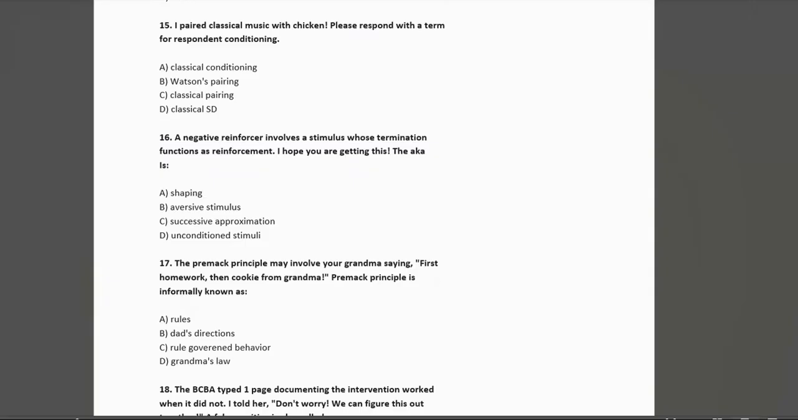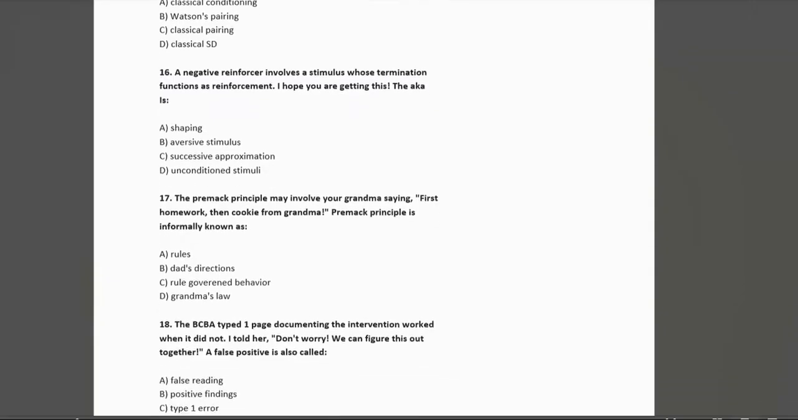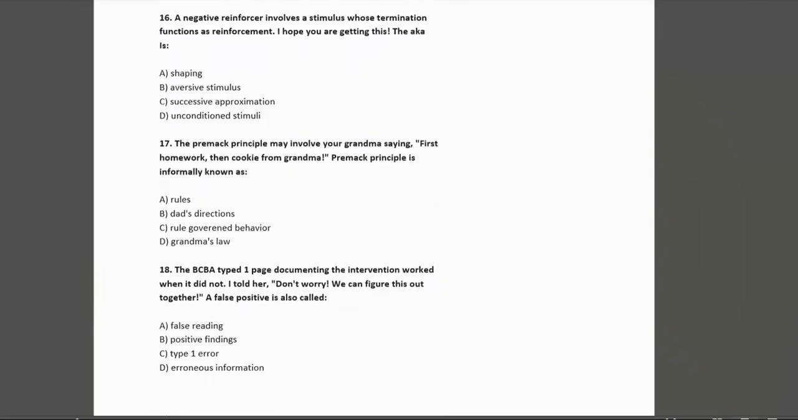I paired classical music with chicken. Please respond with a term for respondent conditioning. This would be A, classical conditioning. Classical conditioning. Yes.